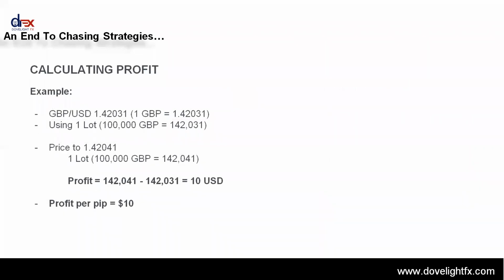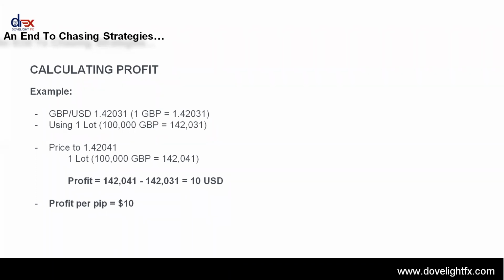Okay, this is simply calculating profit. I have my GBP USD. The example says I want to calculate my profit and loss here. I have my GBP USD quoted at 1.42031, which simply implies that 1 GBP is now equal to 1.42031 USD, because we'll talk about this in currency pairs. So 1 GBP is equal to that. We are only interested in the 1.42031.